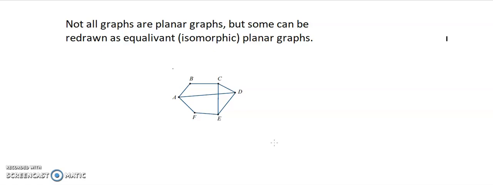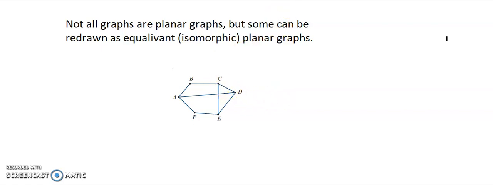And we have looked at equivalent isomorphic planar graphs before. And an isomorphic graph is a graph that is the same. So that means it's got the same amount of vertices, edges, and degrees for each vertex. So let's have a look at this.